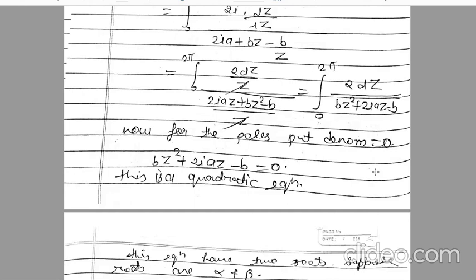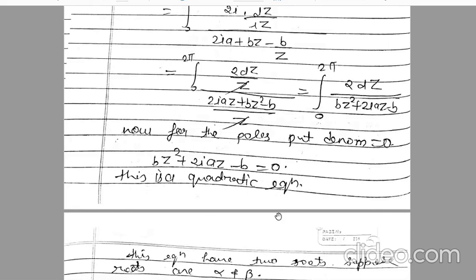This integral is in the form of z, but we cannot easily find the roots of bz² plus 2iaz minus b, because the roots will be complicated. Calculating this quadratic equation will be lengthy, and we cannot tell what is given and what is not. So for now, we put the denominator equal to 0.